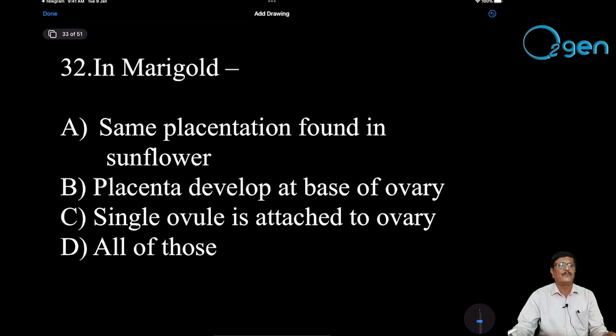So, option D. In marigold, the same placentation is found as in sunflower. Yes, it is basal placentation in marigold and sunflower. Correct. Option A: placenta develops at the base of the ovary. That's also correct. Single ovule attached to the ovary. Hence option D is the correct one.